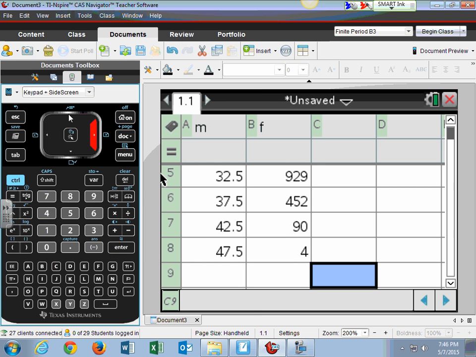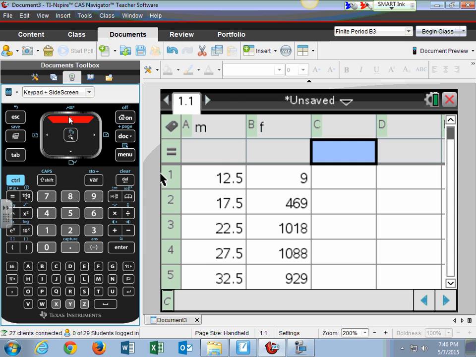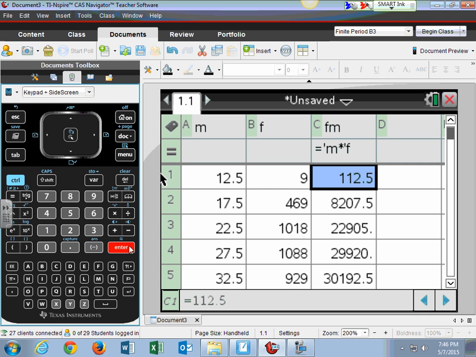So to get the next column, go in the title, and we're going to call this F times M. So I'm just going to call it FM. And remember here in the cell where you put your equations, you hit the equal sign over here by the trig button. Equal sign, and then you hit var. And I want to take my M times, and you have to hit the multiplication sign. If you don't hit the multiplication sign, it does not work. And I hit var again and F, and it will populate that column.